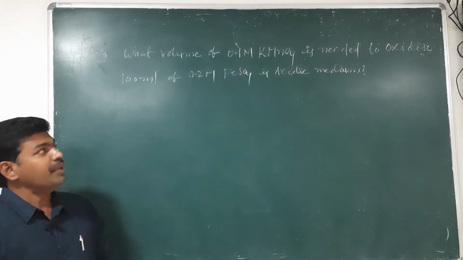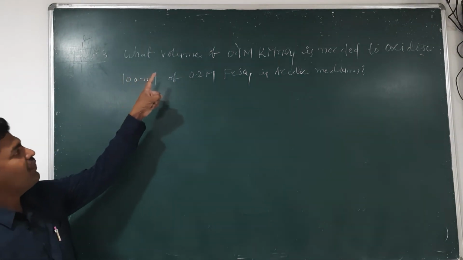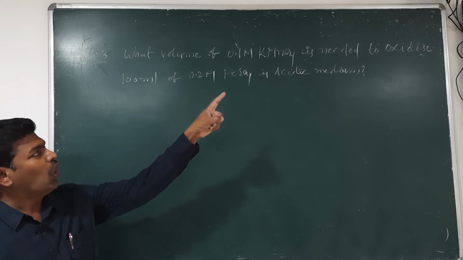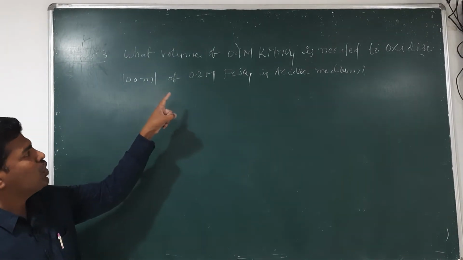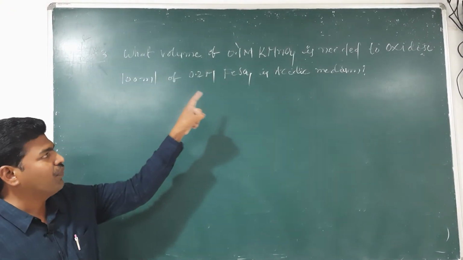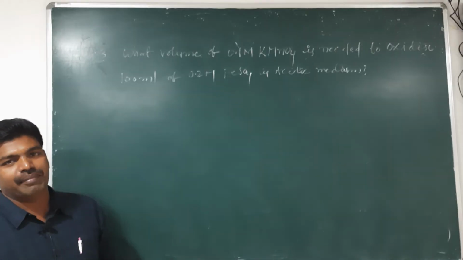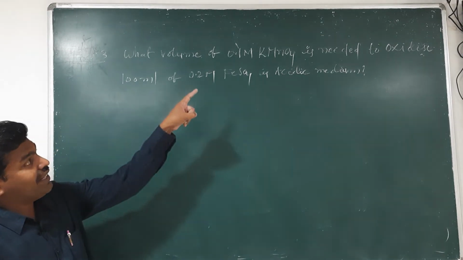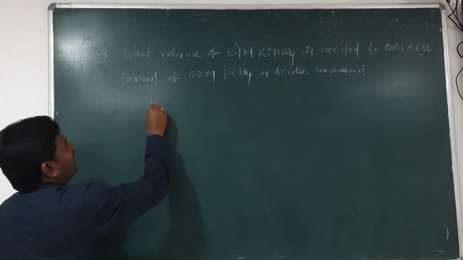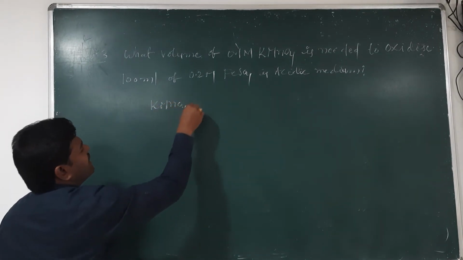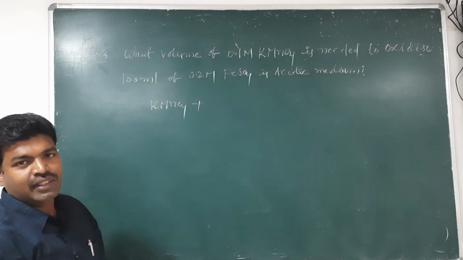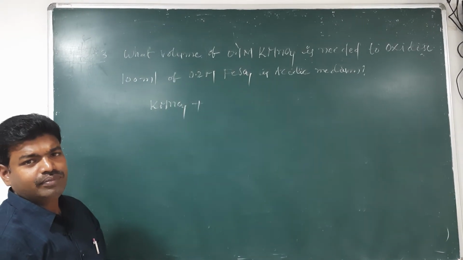Okay, and problem 3 is: what volume of 0.1 molar KMnO4 is needed to oxidize 100 ml of 0.2 molar ferrous sulfate, FeSO4, in acidic medium? We know that this is a redox reaction because KMnO4 is the oxidizing agent. KMnO4 is an oxidizing agent in acidic medium. We know the reaction taking place in acidic medium.